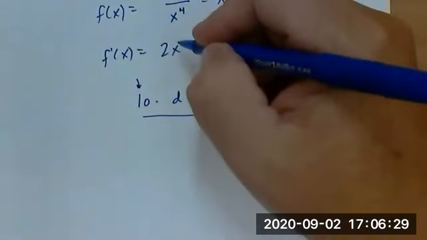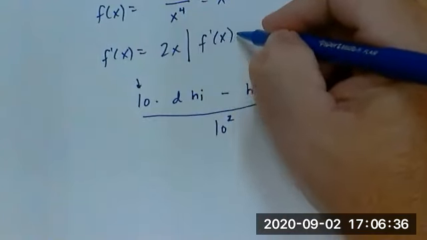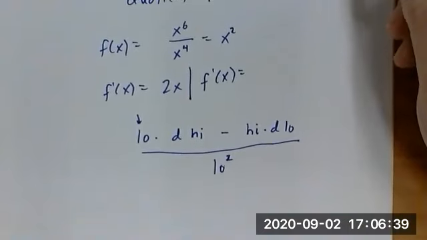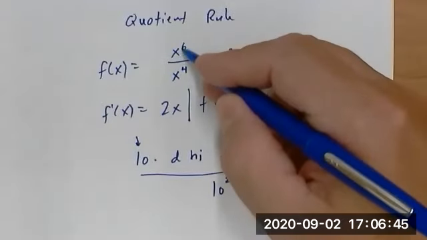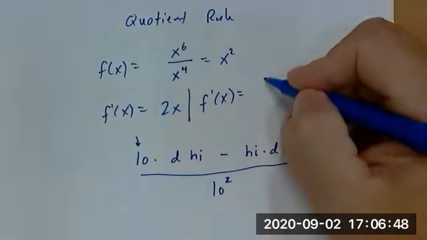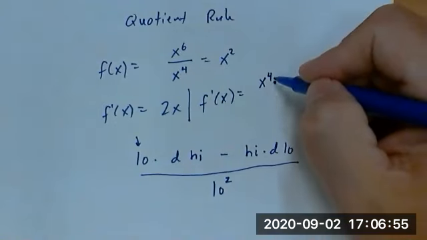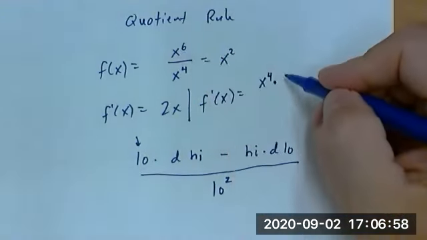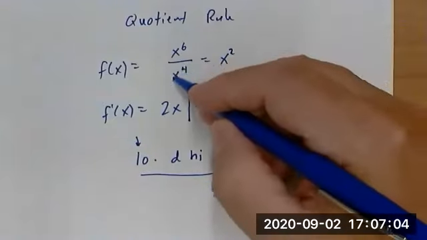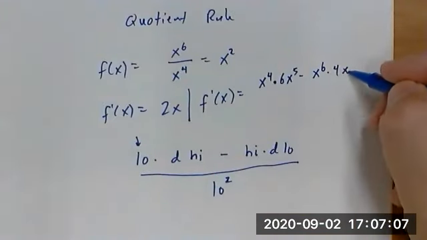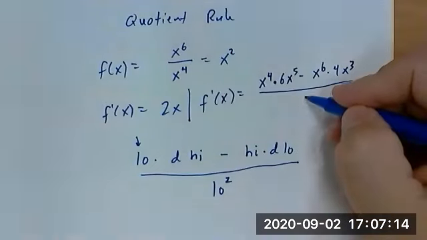So just for fun, even though it's sort of crazy, let's apply the quotient rule to this situation. I mean, it won't be that hard, but there'd be no reason to do it, but just to prove you get the same answer. So if I apply the quotient rule, this is my high, this is my low. So low D high means low times the derivative of what's in the top, 6x to the 5th, minus high D low, derivative of what's in the bottom, 4x cubed, over the low squared, x to the 4th squared is x to the 8th.